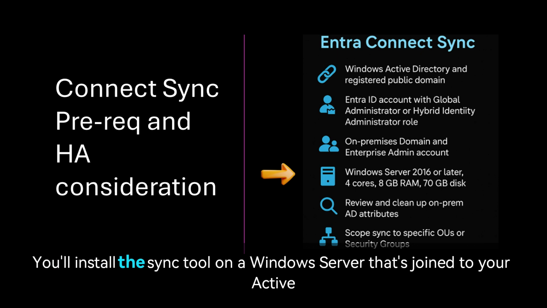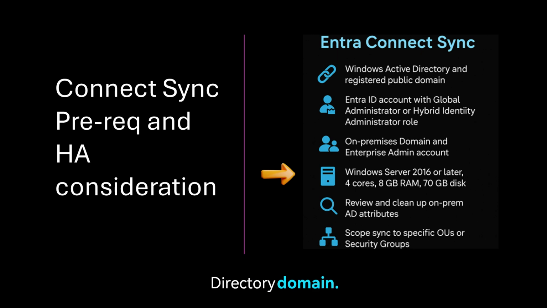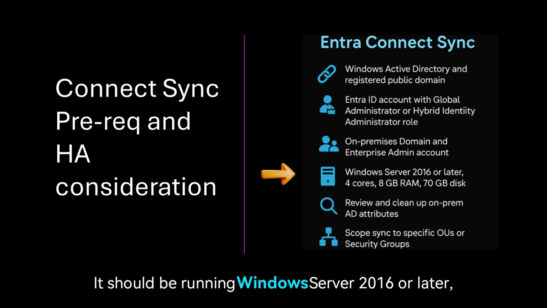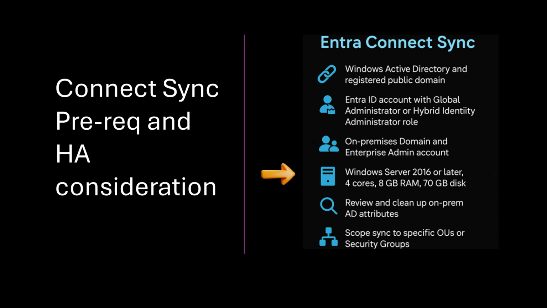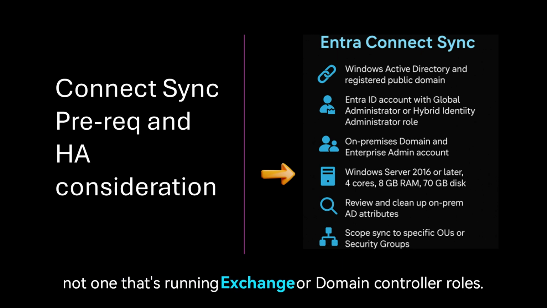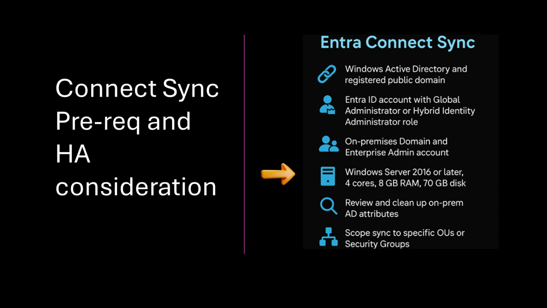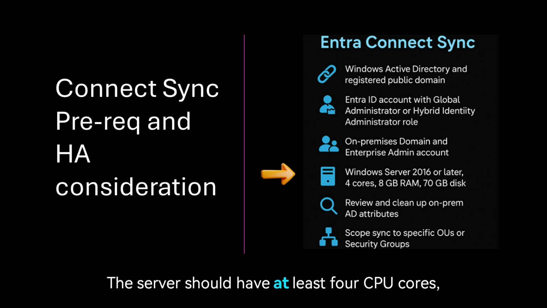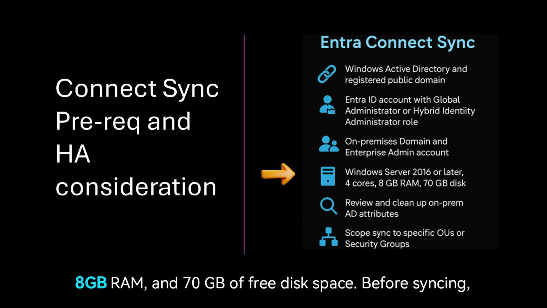You'll install the sync tool on a Windows server that's joined to your Active Directory domain. It should be running Windows Server 2016 or later, or Windows Server 2012 R2 at minimum. Microsoft recommends a dedicated server, not one that's running Exchange or domain controller roles. The server should have at least 4 CPU cores, 8 GB RAM, and 70 GB of free disk space.